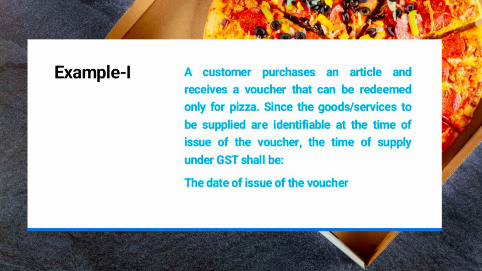Just see an example where the specification is identified. A customer purchases an article and receives a voucher that can be redeemed only for pizza. That means here it is specified. Since the goods or services to be supplied are identified at the time of issue of the voucher, the time of supply under GST shall be the date of issue of the voucher. Very simple. Identified, date of issue of the voucher. Not identified, redemption of the voucher. Here it is specified pizza, so the time of supply is the date of issue of the voucher.